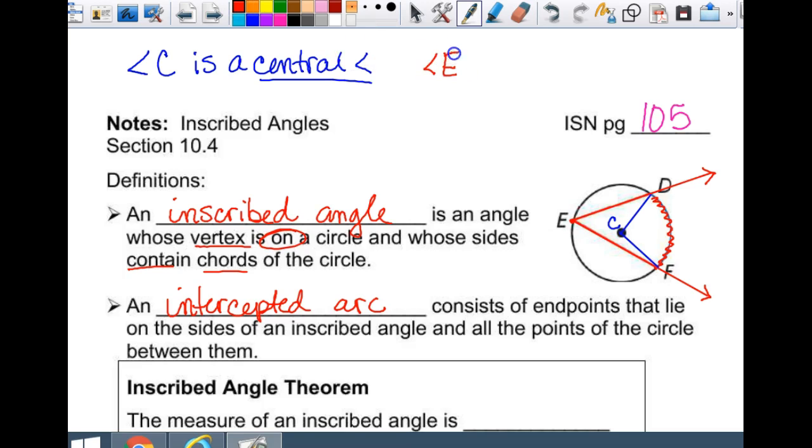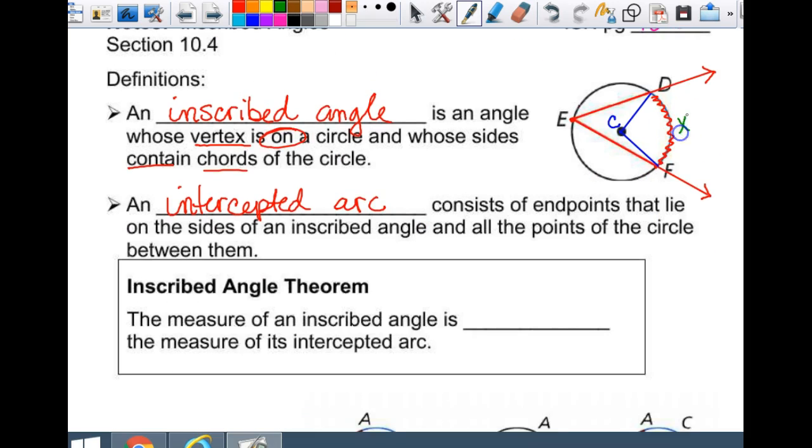Angle E is an inscribed angle. Okay, so they are two different angles. Those both, in this case, intercept the same arc. However, they do not have the same measure. And so I know that whatever the measure of this arc is, let's say it's x degrees, then what's the measure of the central angle? X degrees. Okay, so we know that that is the case. That's what we talked about the other day.